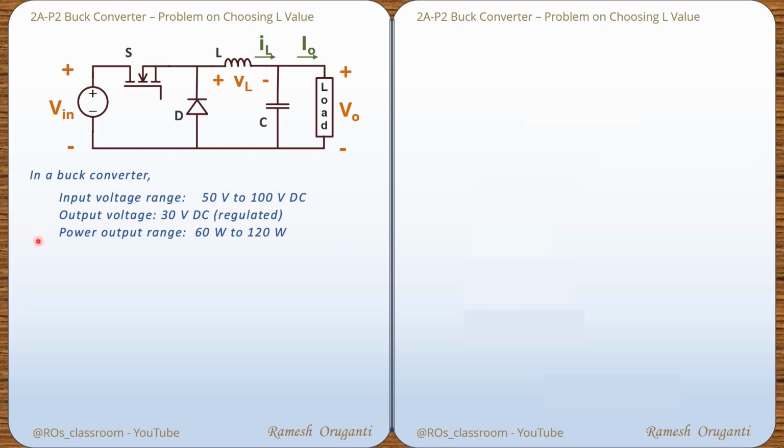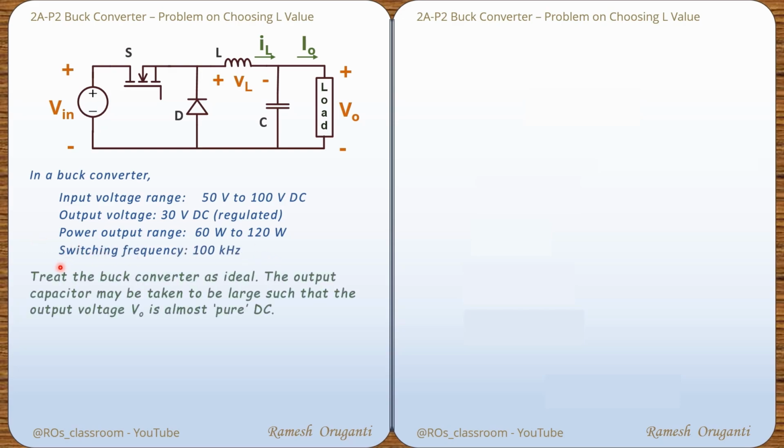That means when the voltage is changing from 50 to 100 volts, or when the power or the output current is changing, the DC voltage output is being maintained at 30 volts in the converter through some control mechanism by changing the duty cycle. The switching frequency has already been chosen, 100 kHz. Treat the buck converter as ideal. The capacitor C is taken to be large so that the output voltage can be taken as near pure DC.